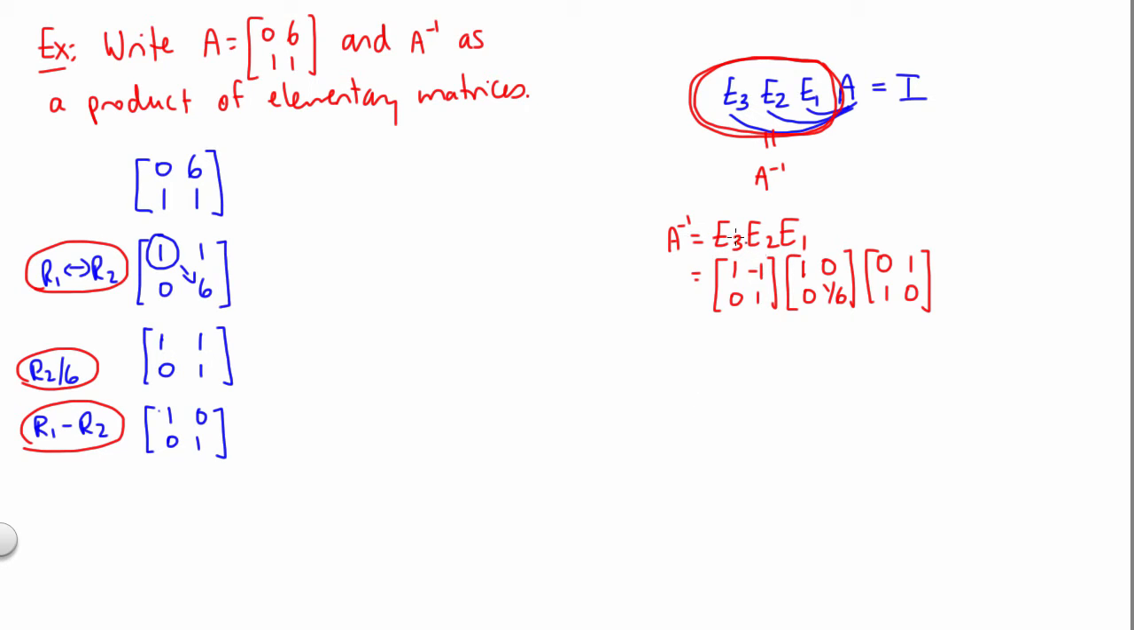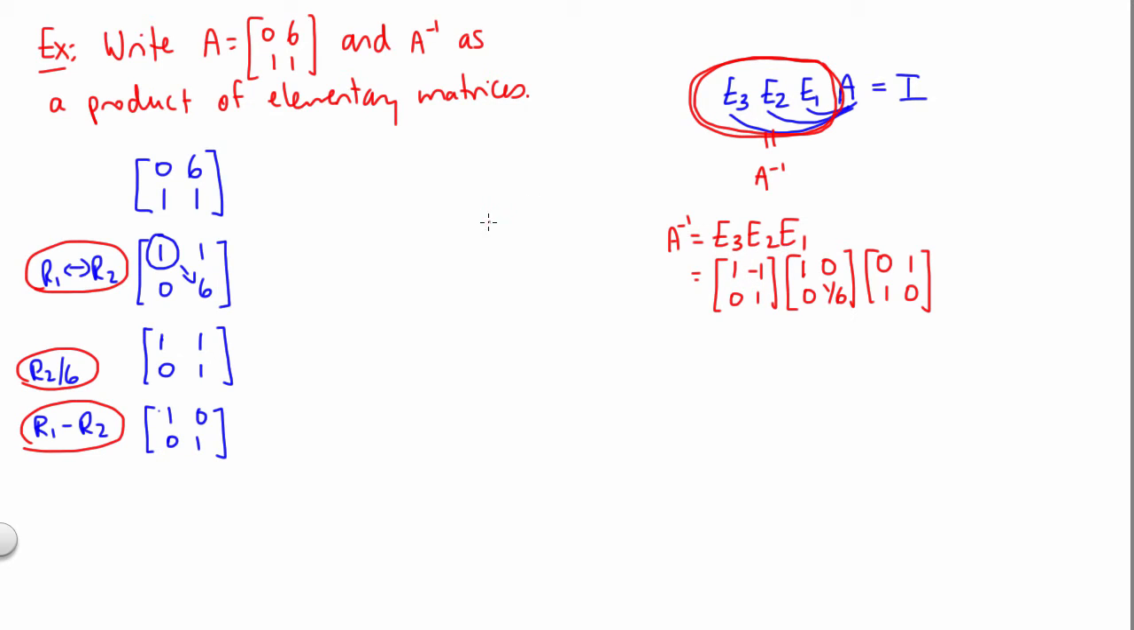So the only thing that might be kind of strange with this is just remembering the order, remembering that E1 acts on the left of A. So you've actually got E1 written on the far right side here, and then we're working from right to left. All right, so that's half the problem done right there.